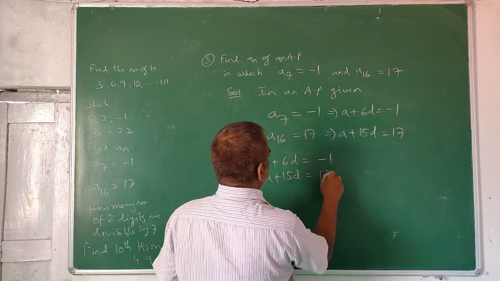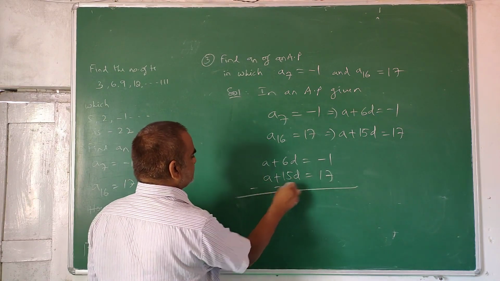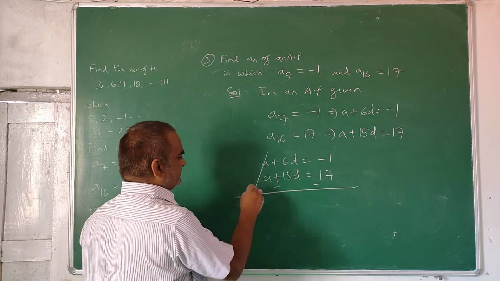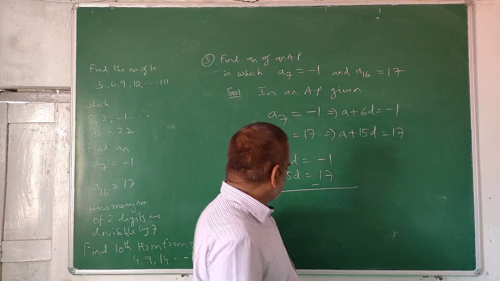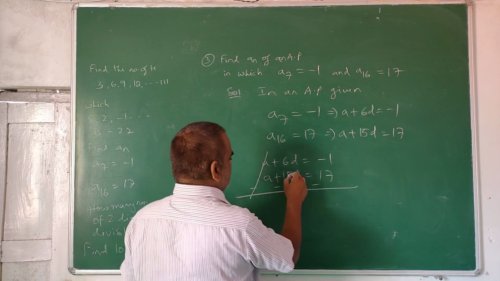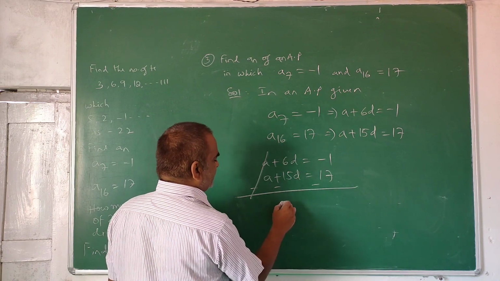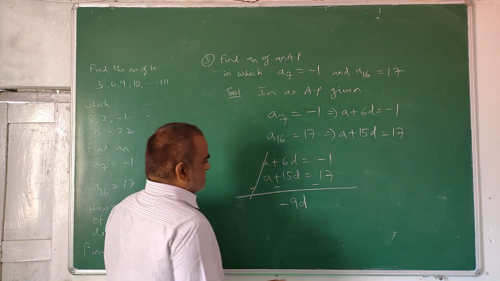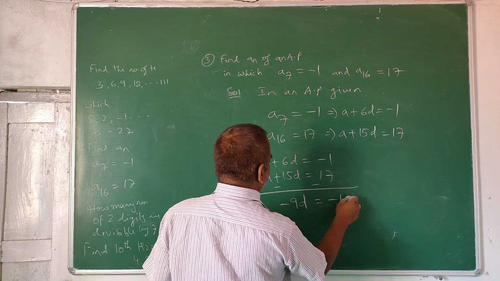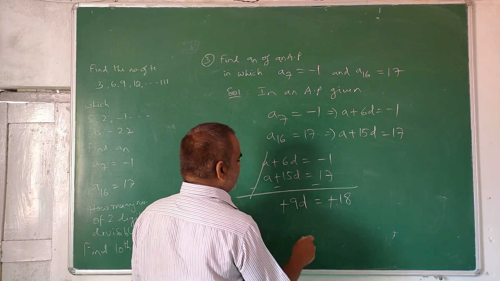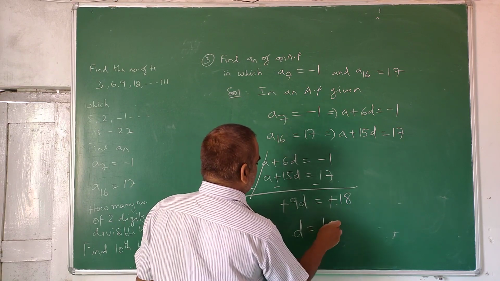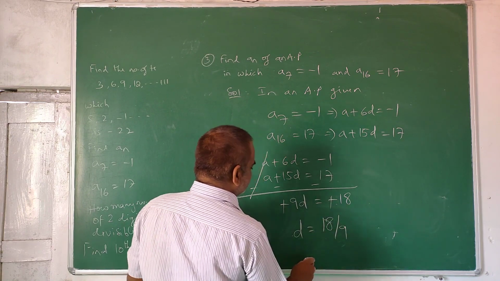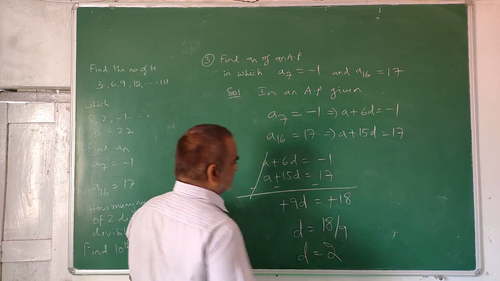By subtracting, the signs get changed, then the A minus A gets cancelled. Now 6 minus 15D gives you minus 9D, which is equal to minus 18. Now the minus and minus get cancelled. D is equal to 18 by 9. So you get D is equal to 2.